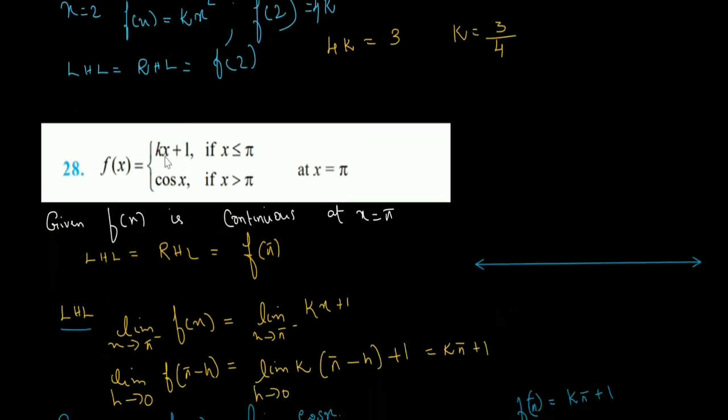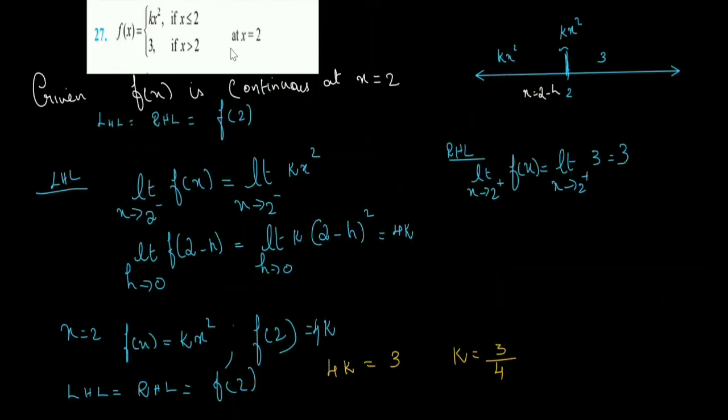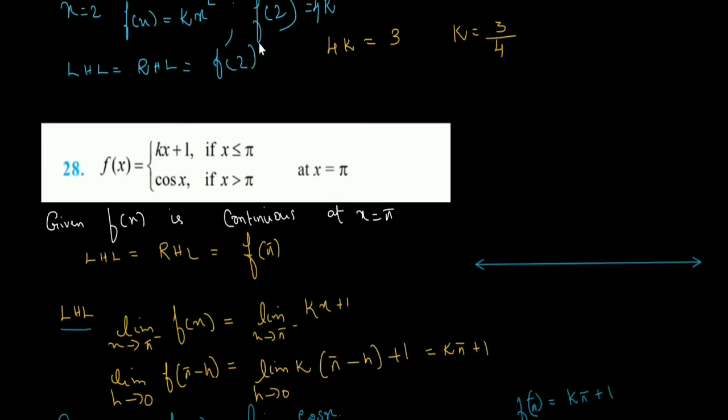F of x is equal to kx plus 1 if x is less than or equal to pi, and if x is greater than pi, it is cos x, and the function is continuous at x is equal to pi. We have to use this condition to find k. Even here we have to use this condition, as at x is equal to 2. So at x is equal to pi, less than pi, the value is kx plus 1. Equal to pi also. Equal to pi and less than pi. Greater than pi, it is cos x.